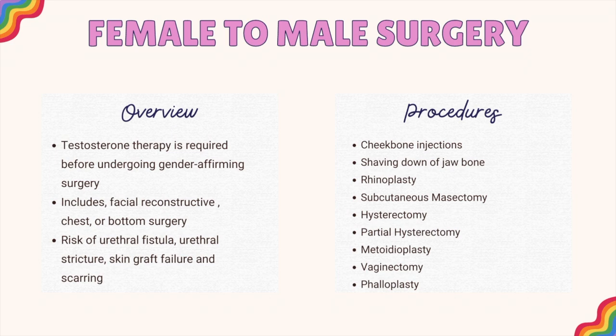Another method is metoidoplasty, which involves the changing of the clitoris into a penis. Along the process, the surgeon removes the vagina, also known as vaginectomy. The use of graft skin to form a neopenis is called phalloplasty. Complications of the said procedures include urethral fistula, urethral stricture, skin graft failure, and scarring.